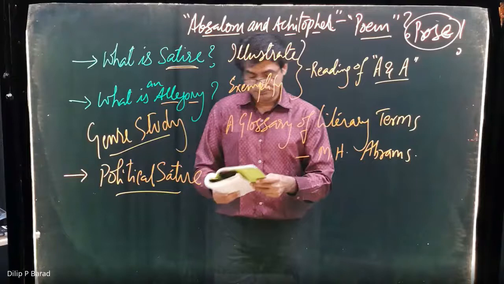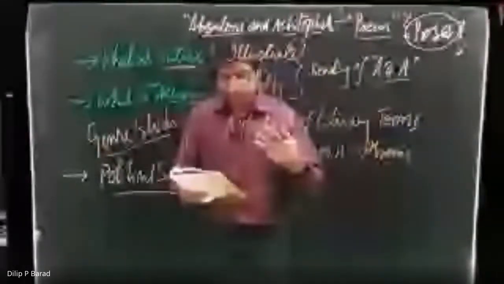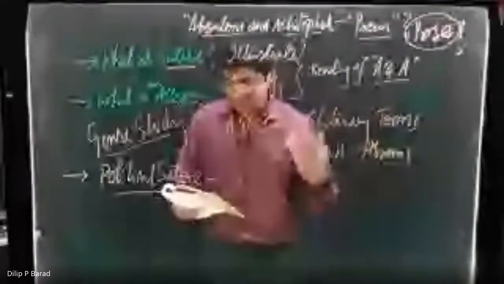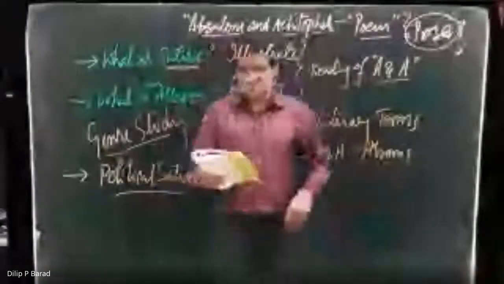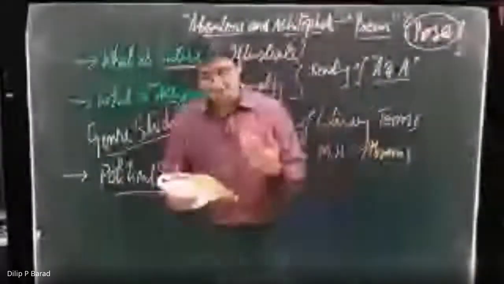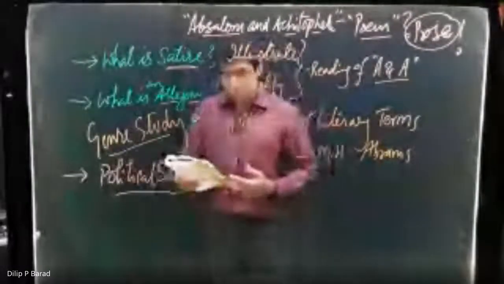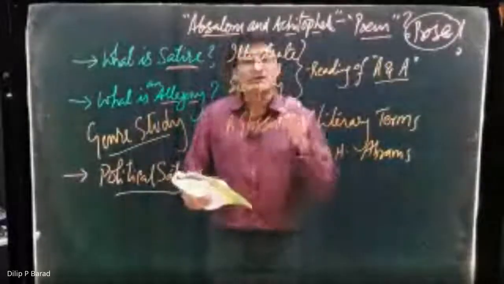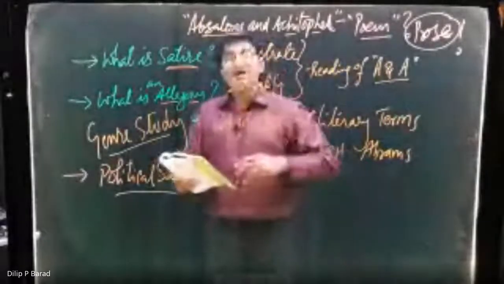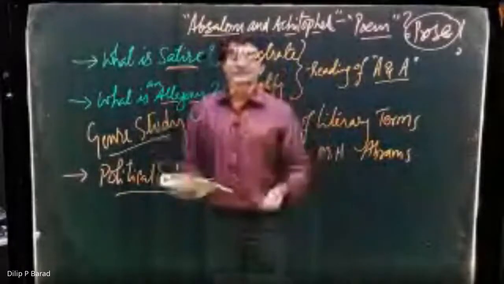The butt may be an individual, that is called personal satire, or a type of person, a class, an institution, or a nation, or even, as in Earl of Rochester's A Satire Against Mankind in 1675, and much of Jonathan Swift's Gulliver's Travels, published in 1726, especially book number 4, the entire human race. So the satire can be on an individual person.